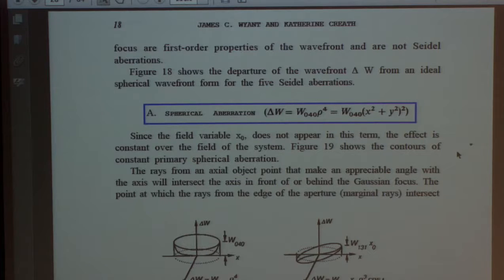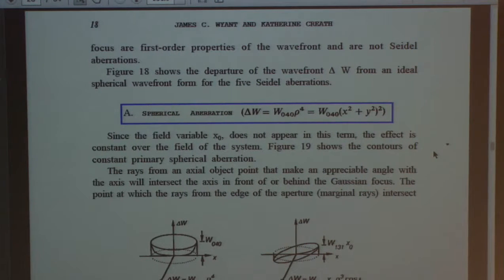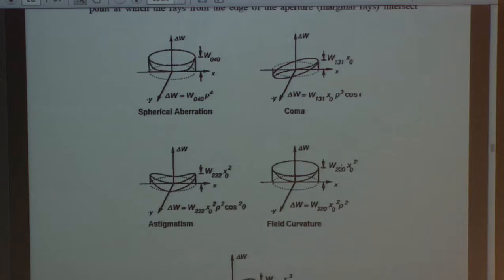And so the third or fourth order aberrations here. And so we're going to look at each one of these. We'll start out with spherical, but let's go down here first and look at the little diagram I have of spherical aberration here. So it's a W040, rho to the fourth.